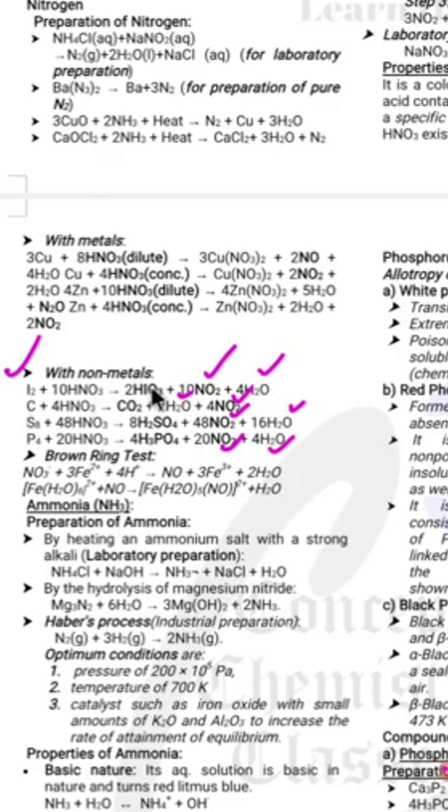With iodine, we get iodic acid, HIO3. With carbon, carbon dioxide is formed. With sulfur, sulfuric acid is formed. With phosphorus, phosphoric acid is formed. Okay, please memorize these reactions. This is again important from the examination point of view. Next is Brown ring test.